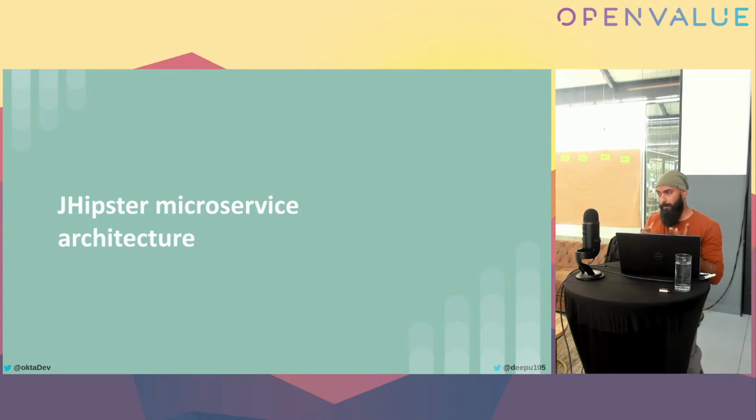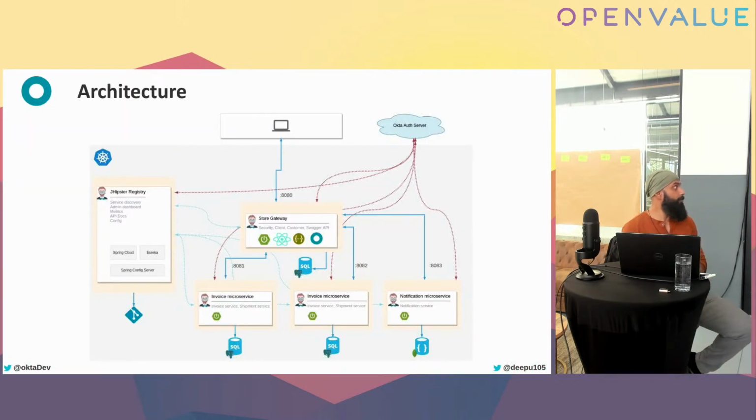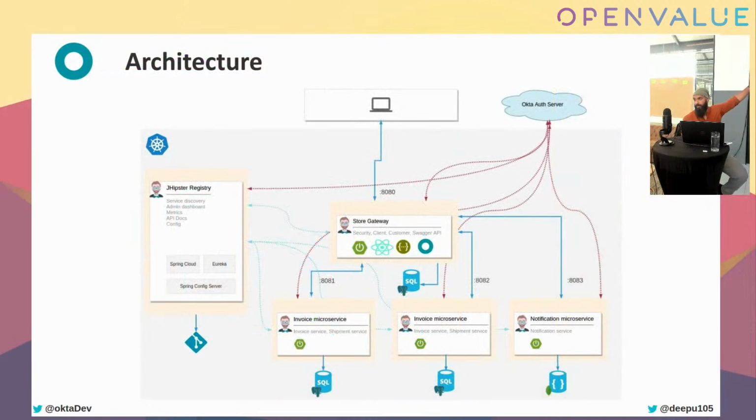JHipster started off as a web app development platform, but then we started doing microservices, which became far more complex. So JHipster can actually create a full microservice architecture. For example, today this is the architecture that I'm going to use. This one will have a few microservices with a registry. Registry is nothing but a Eureka server combined with Spring Cloud Config. So you get all the service discovery from Eureka, and you get Spring Cloud Config for shared configuration. And Spring Cloud also helps with being the gateway and passing on the security tokens and these kinds of things.